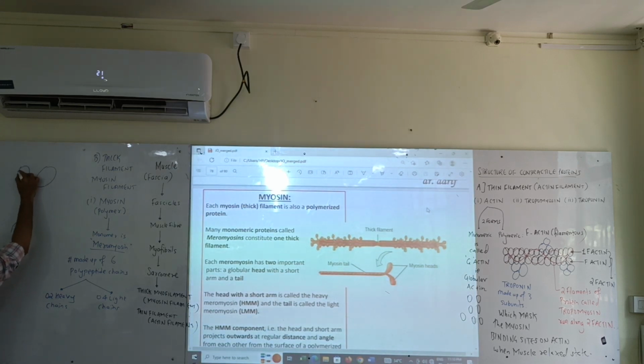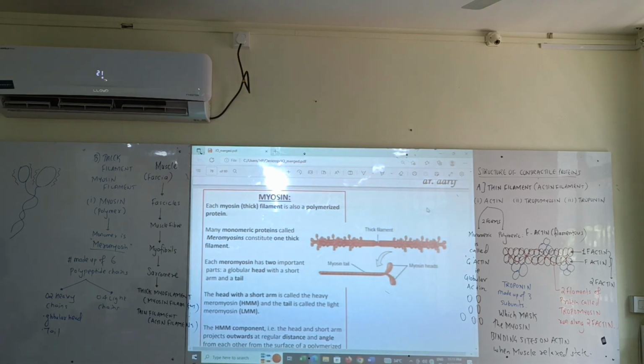Another heavy chain also has a head and a tail. So each heavy chain has a globular head and a tail. And on the head, do you see 2 small chains? Yes. Do you see 2 small chains? Yes. They are called the light chains. So totally there are 1, 2, 3, 4. What is my point?